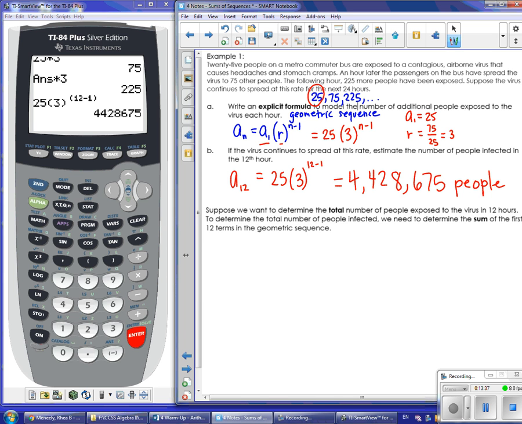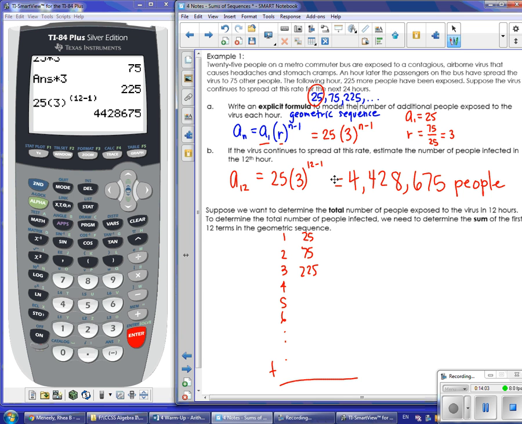I mean, if I list all my hours, 1, 2, 3, 4, 5, 6, I could keep listing them. And then I had 25 people in the first hour. There were 75 people in the second hour. There were 225 people in the third hour. I could certainly list them, but obviously you can see how big these numbers are getting. Technically I could add them all up, but that's going to take an awful long time to do.